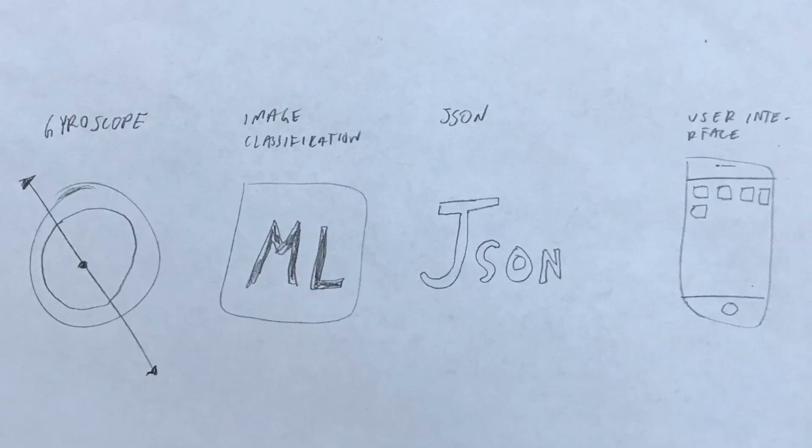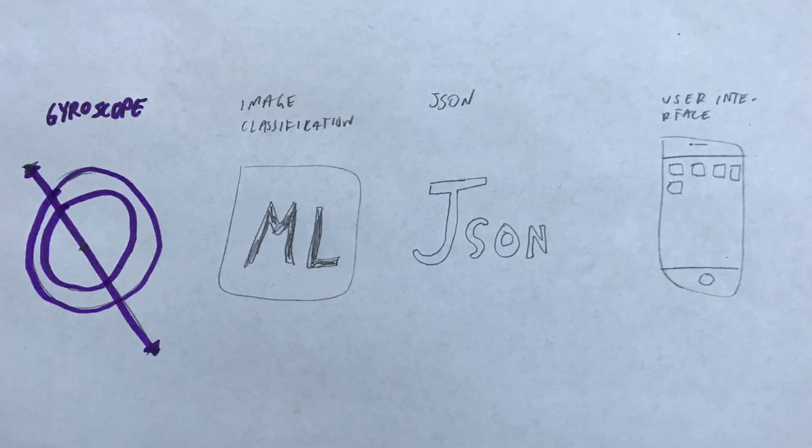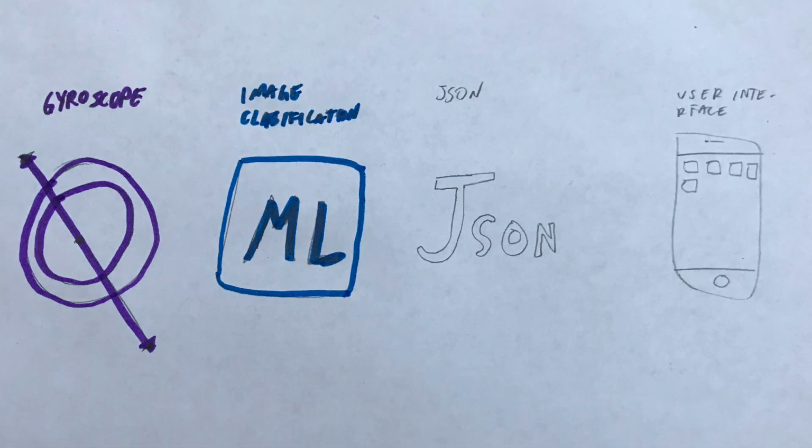How did I build the app? I used Swift, Xcode, Python, and JSON to complete this app. The app is comprised of 4 main components: the gyroscope, the machine learning, the JSON, and the user interface. I used the gyroscope to determine when there was an object in front of the camera by looking at a pattern in the values. Then I used Swift to snap a photo and then pass it through an image classifier.